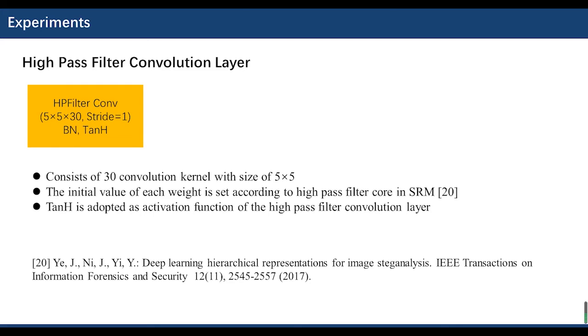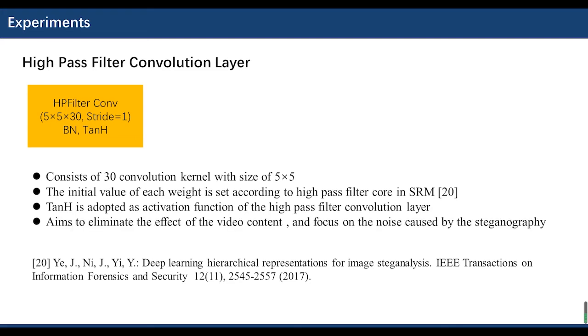Compared with the commonly used ReLU function, TanH won't set the negative values of samples as 0, and thus it won't cause information loss and is much more suitable for tiny feature extraction. The aim of this layer is to eliminate the effect of the video content and make the CNN only focus on the noise caused by the steganography.